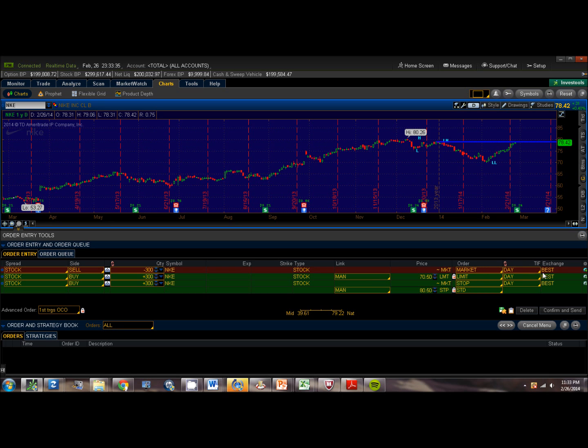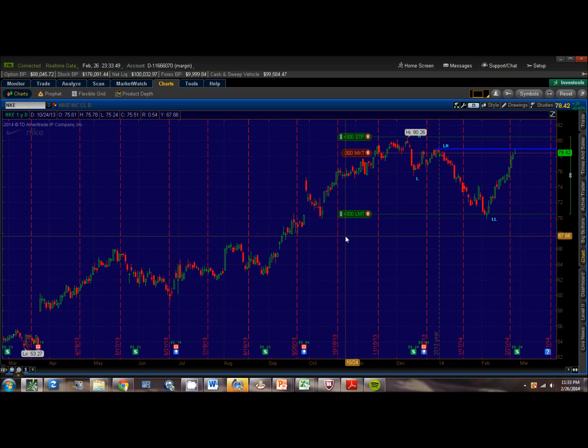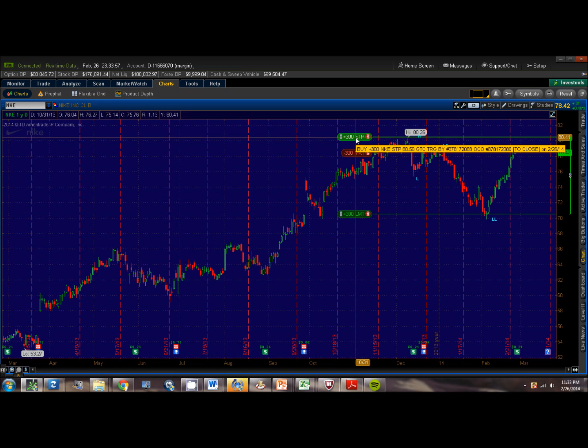But one thing you do want to do is make sure both of these are GTC. That means good till canceled, so these orders will be out there until you actually physically go in and cancel them, which is what we want. So I'm going to confirm and send. I'm going to send this order. And once you send it, you'll see it show up right on your charts, which is nice because you can now visually see whether that is indeed where you wanted to put your orders. And it is. It's exactly where I want it.